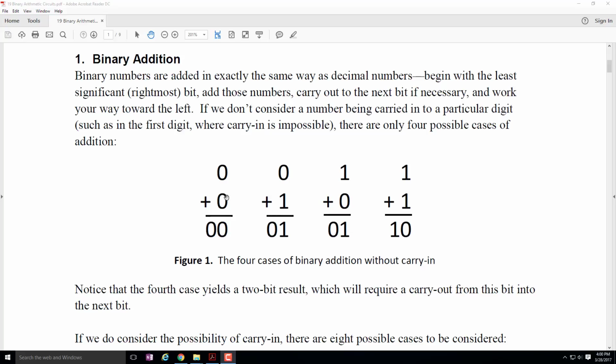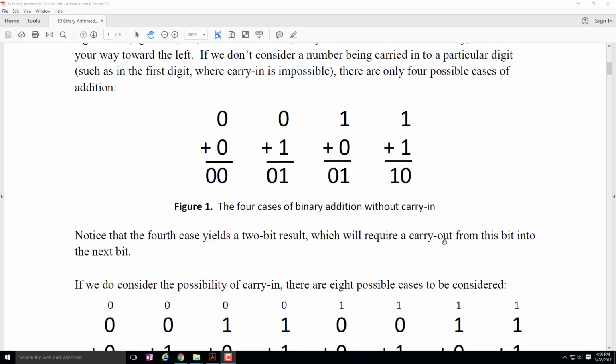Or you could say 0 plus 0 is 0, 0 plus 1 is 1, 1 plus 0 is 1, and 1 plus 1 is 2, because this is a 2-bit binary number that's used to represent the number 2. So in this case, we don't have a carry in. There are only two inputs, and there are two outputs. There's the sum bit, which will be this least significant bit, and then there's the carry out bit, which will be the most significant bit.